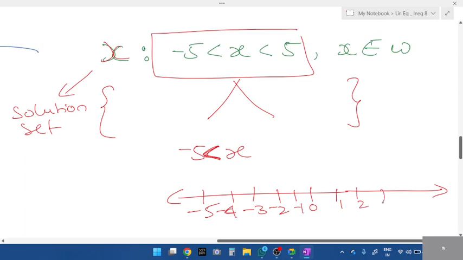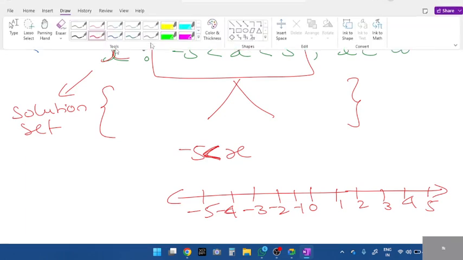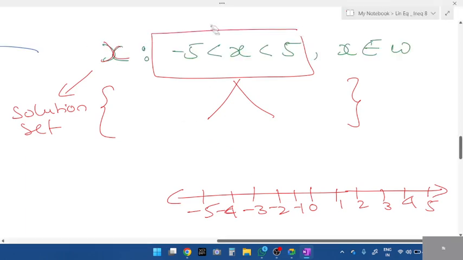-1, 1, 2, 3, 4, and 5. Now, these are the numbers given. x belongs to -5 less than x. I'll just take this part. Let us interchange this, students. Let us interchange. Where is this sign facing towards?